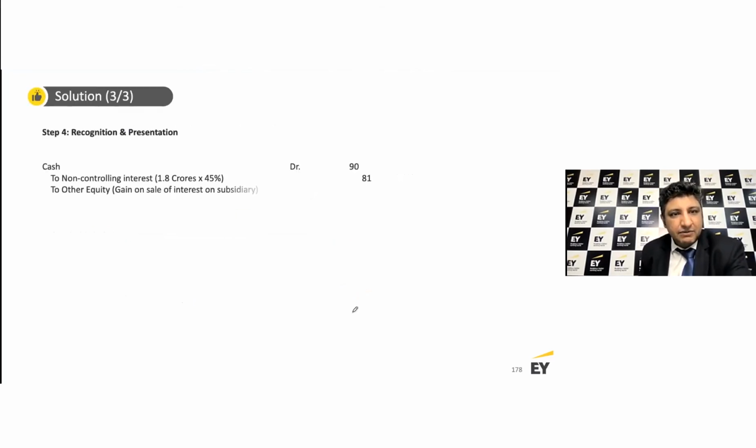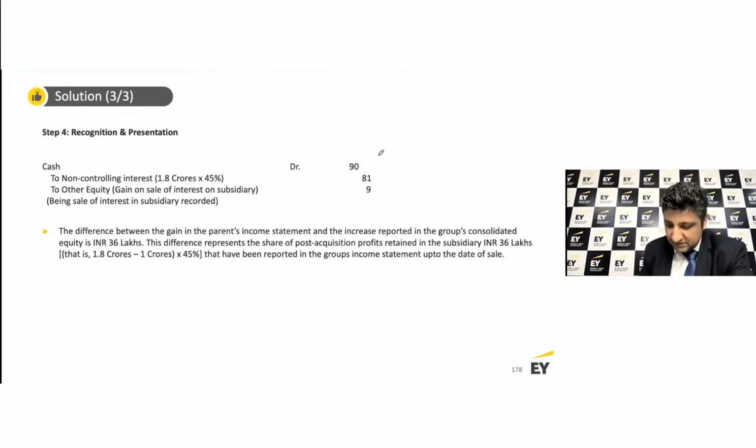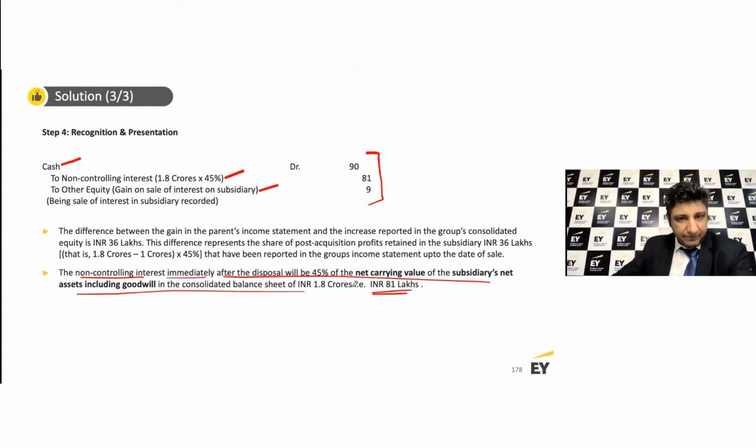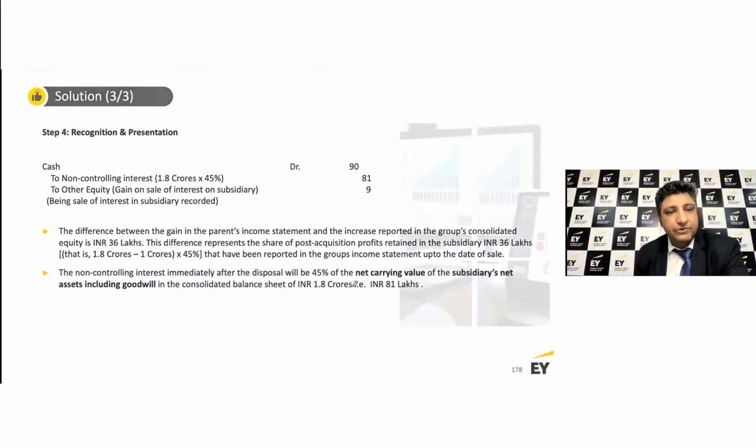And finally, from the recognition and presentation perspective, this is the same accounting that we did: debit bank, credit NCI. Of course, recognition of NCI comes at 81, and the difference is basically recognized as a gain through equity, of course. All right, now the NCI would be taken at this 81 lakh rupees, and that's how it would be continued. And anything that the subsidiary earns now, right, 45% would relate to, of course, the non-controlling interest.